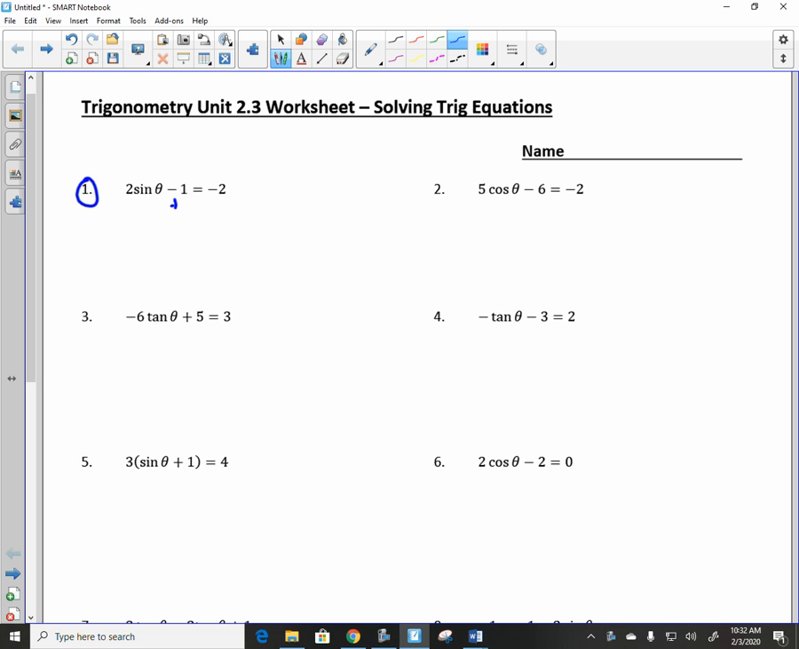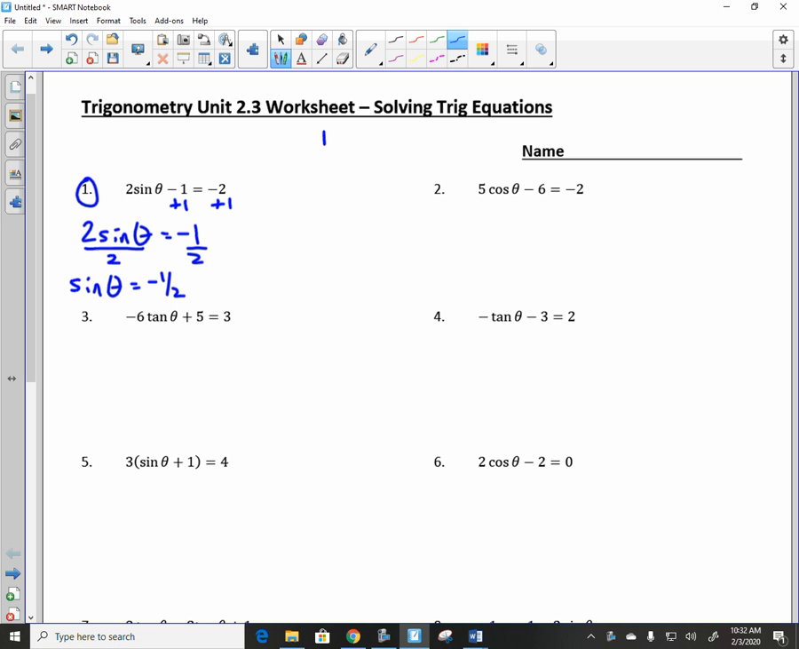Our first step is to add 1 to both sides. We have 2 sine of theta is equal to -1. We then divide by 2. So sine of theta is equal to -1/2. That's the question we're trying to answer.